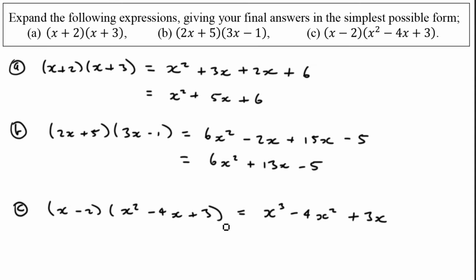Now we have to multiply everything in this bracket by the negative 2. Negative 2 times x squared is negative 2x squared. Negative 2 times negative 4x is plus 8x. And negative 2 times 3 is negative 6. And I'm sure you can see why I've written the terms like this, so that they are now easy to combine. Our final answer would be x cubed subtract 6x squared plus 11x subtract 6.